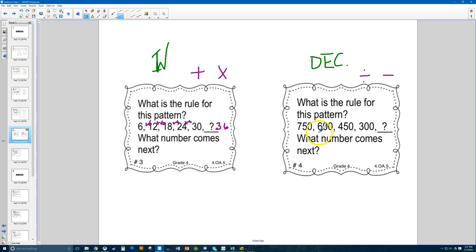Over here, I notice that it's going down, and I'm not really sure. 750 divided by something gives me 600. I have no clue what that would be. But I do know that it's subtracting something. And it seems to be subtracting 150. You might say, well, how in the world did you just figure that out?